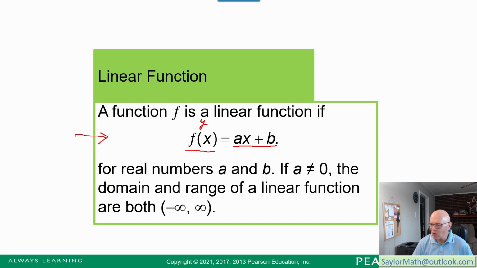The x has a coefficient. In this case, we're just calling it a generic a. We have a constant at the end. So this looks like y equals mx plus b. Does that look familiar? Or y equals ax plus b, whichever way you want to think about it. The domain and range are both all real numbers.